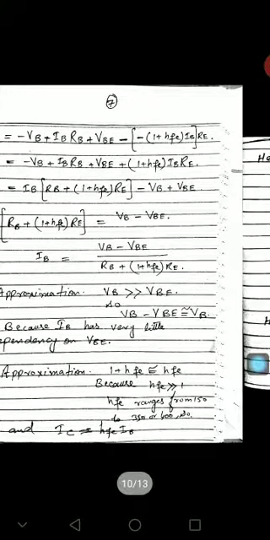Then the second approximation: HFE ranges from 150 to approximately 400. So 1 in front of 400 is very small. So 1 plus HFE is nearly equal to HFE, because 1 can be neglected in front of HFE. And IC is equal to HFE times IB.